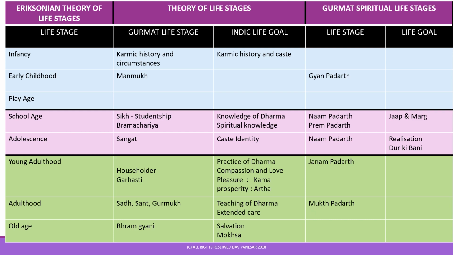When this matures into adulthood, the words we would use are Sadh, Sant, Gurmukh, Bhagat, words which signify an individual who has reached a certain state of self-realization. Mukta Padarth. These people are now ready to teach others because they have walked the path. They have actually done it themselves. And when we have truly achieved what we call old age, we can call that Brahm Gyan.